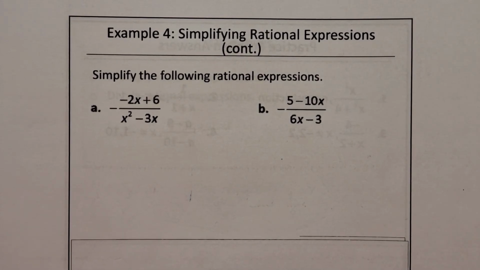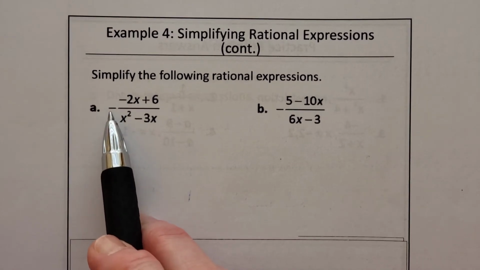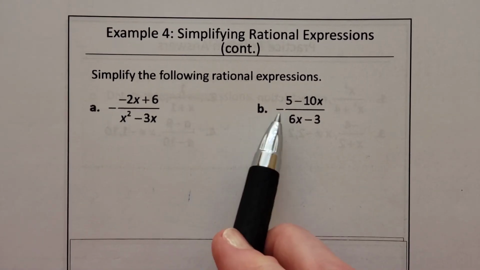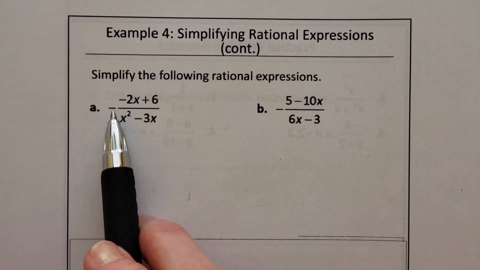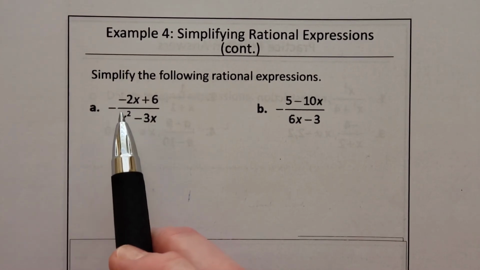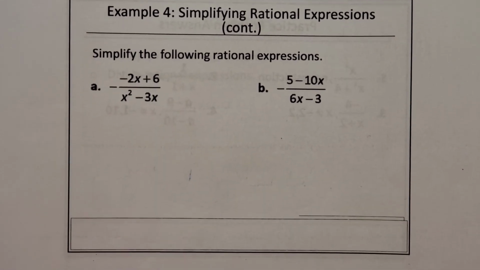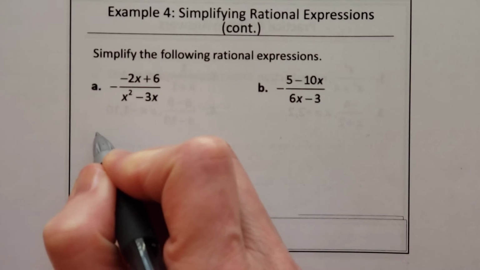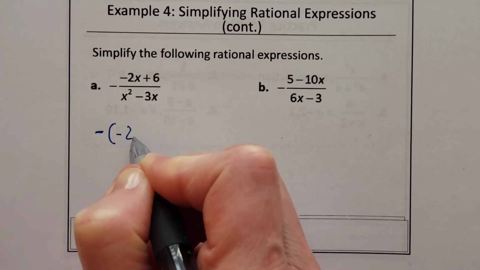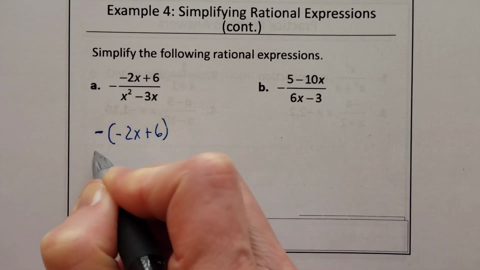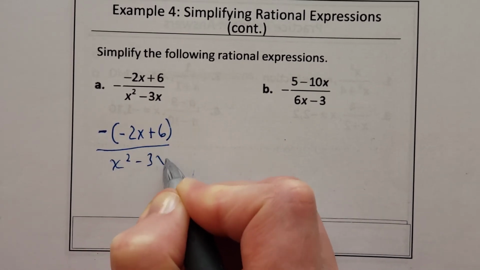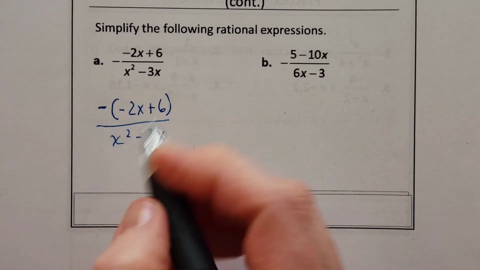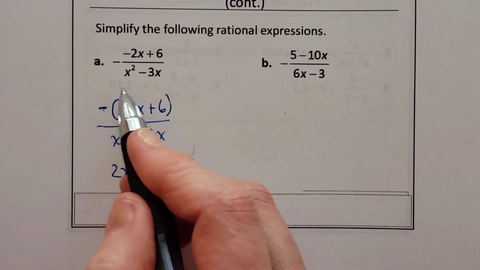All right, so that information is going to help us with A and B, because look what we have here. In front of both of these, we have a negative sign. So you have to decide, where am I going to put that negative sign? Well, just be consistent. I almost always will assign it to the numerator. And you can do it to the denominator, but I just always do it to the numerator. So I'm going to say, okay, so what is the opposite of negative 2x plus 6? Well, the opposite of negative 2x is positive 2x. The opposite of plus 6 is minus 6. Okay?